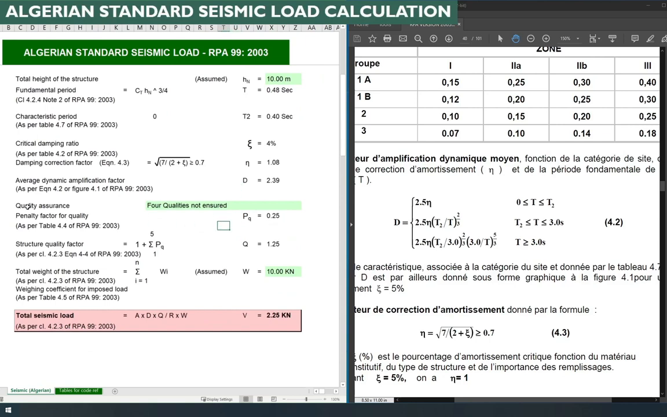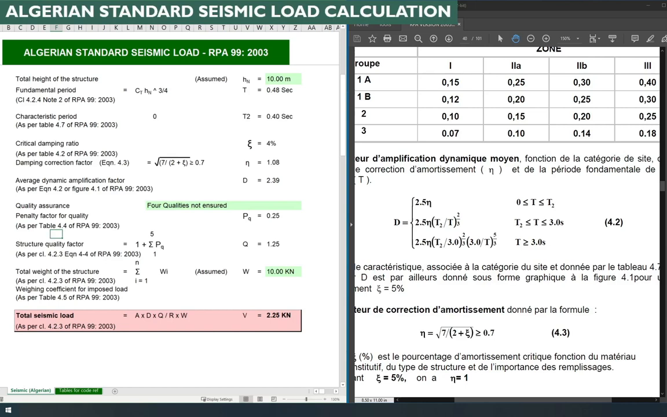Next we need to find the quality factor. For this quality assurance and penalty factor for category, we need to refer to Table 4.4. Generally this quality factor mainly depends upon the redundancy of the structure or the geometry of the constituent elements. If the element is isotropic or prismatic, then the quality is very good. Likewise, regularity in plan and elevation of the structure, and the quality of control of construction. If these are fulfilled, then the quality factor will be very low. It means the quality is better, then the seismic value will be low. So it depends upon various factors. Let us see what factors are involved.